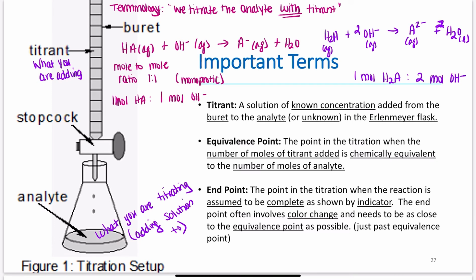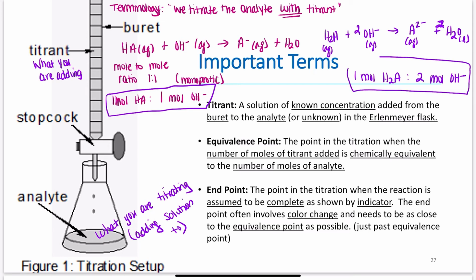When 1 mole of HA is equal to 1 mole of OH minus, I have reached the equivalence point for a monoprotic. For a diprotic, 1 mole of acid to 2 moles of base. This is when they are chemically equivalent. The number of moles of the analyte equal the number of moles of titrant that has been added. The endpoint is the point just past your equivalence point. It's the point where the color change, we add indicators to solution so that we can visibly see with our eye, oh, the titration is done.